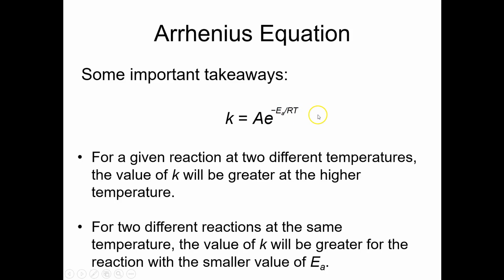At a given temperature, if we hold temperature constant and look at two different reactions that have two different values of EA, the bigger the value of EA, the smaller the value of K, which makes sense. Higher activation energy, the reaction's going to go more slowly. Bigger exponent here, because it's negative, K is going to be smaller. If I've got a lower activation energy, we would expect the reaction to go faster. Lower EA, smaller exponent, because it's negative, that's going to make K larger.